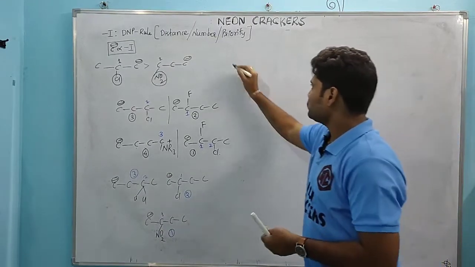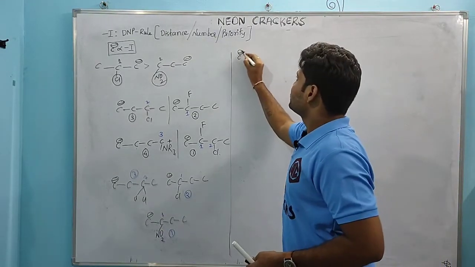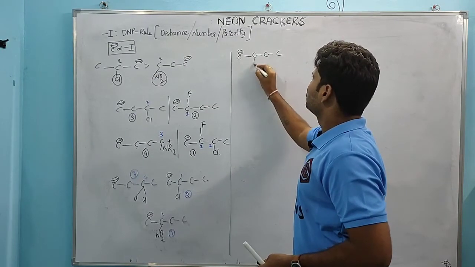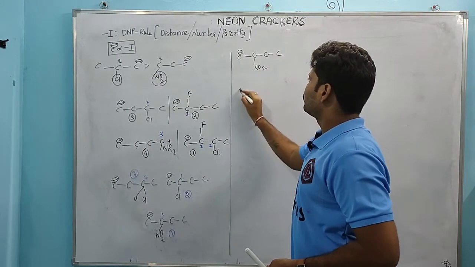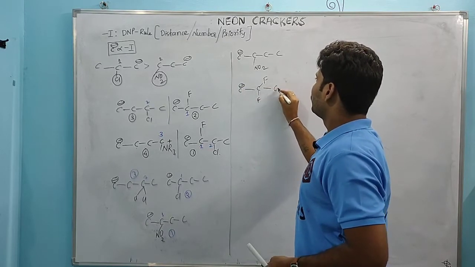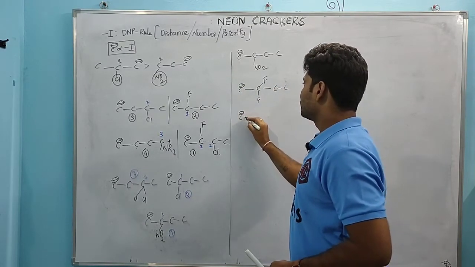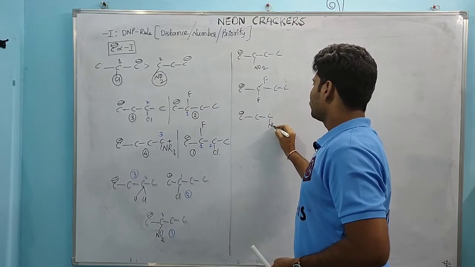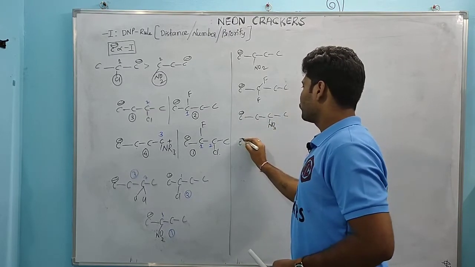Second one, one more set here. C minus, fluoro and fluoro. Third one is on the second carbon. Fourth is on the carbon.